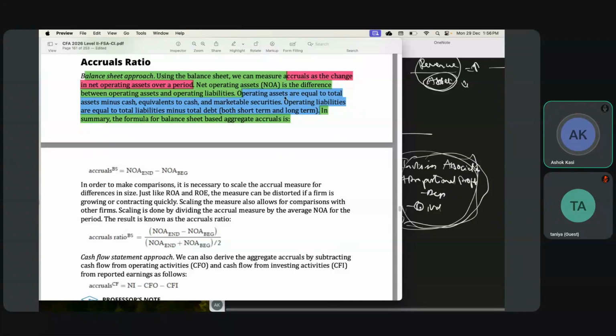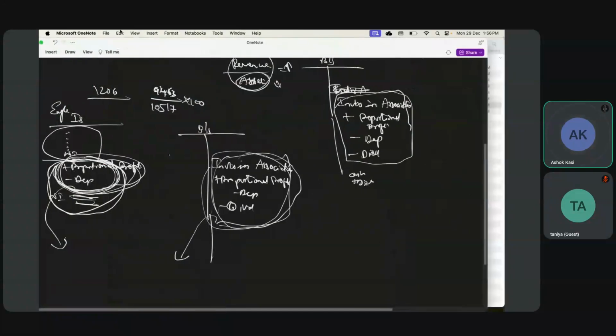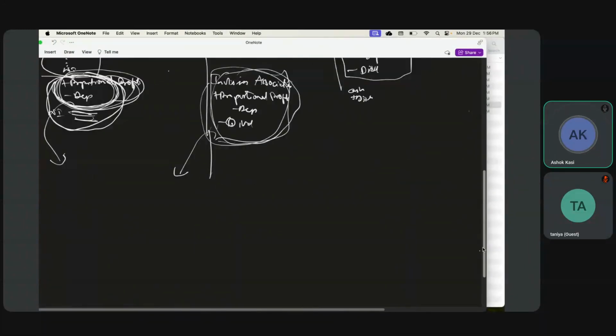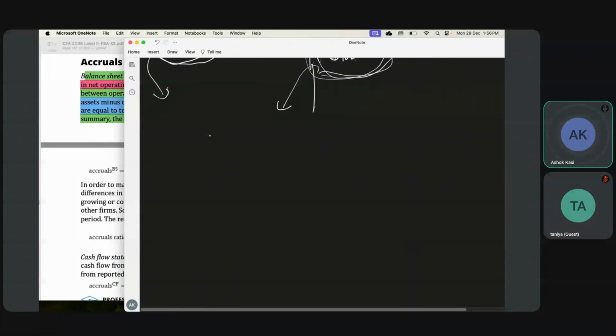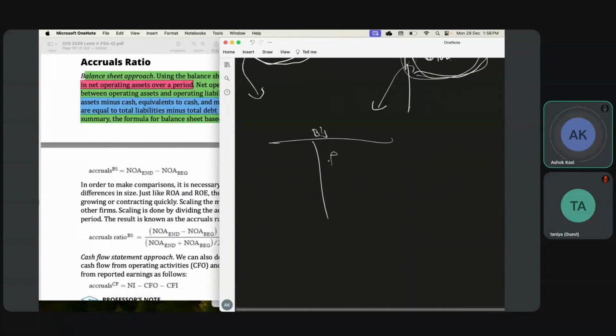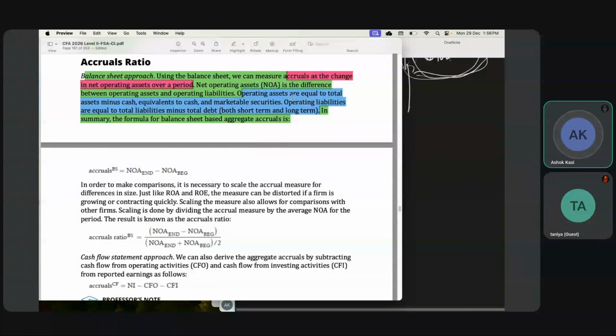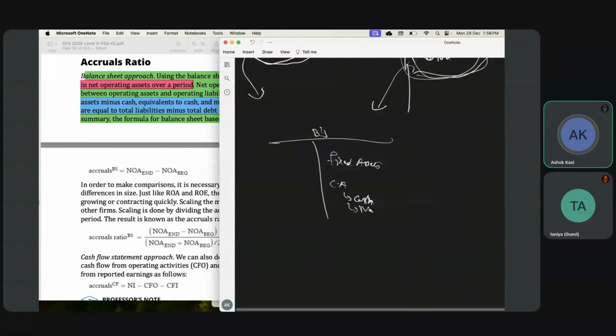Why can you understand like this? Why have they mentioned it? Because in the balance sheet, you have fixed assets, then current assets. In the current assets, you have cash as well. So operating assets are equal to total assets minus cash and cash equivalent and marketable securities also.